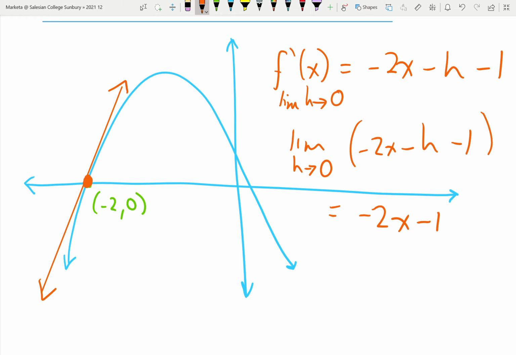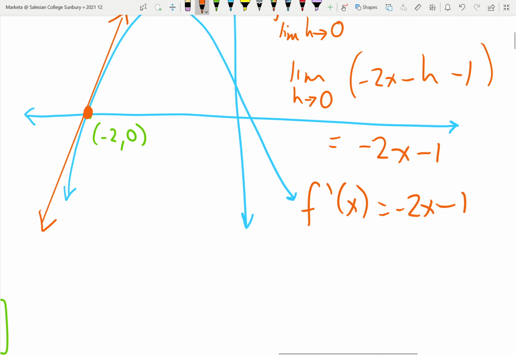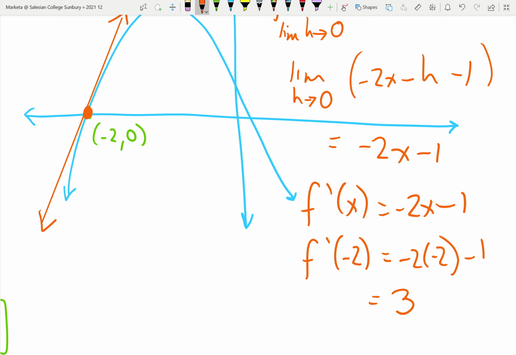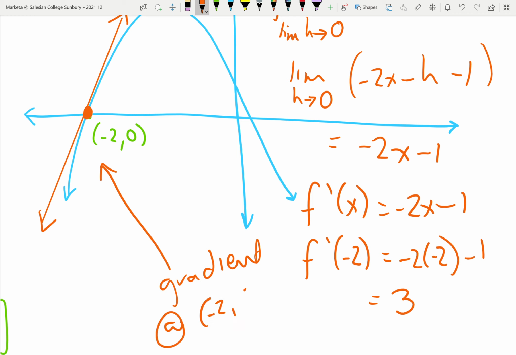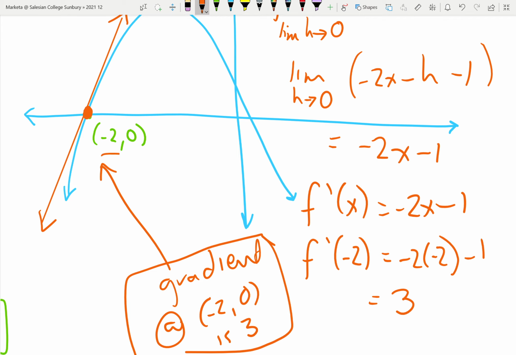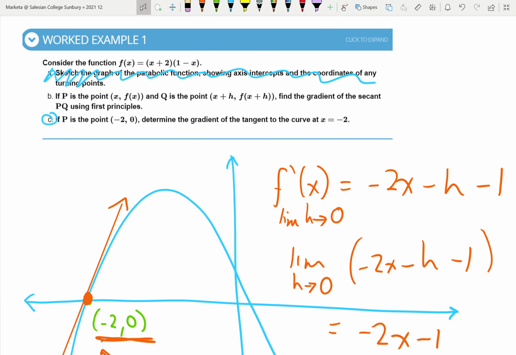And then our final thing is to say our gradient is going to be when we want x to be negative 2. So we're just subbing negative 2 into x. So negative 2 times negative 2 is 4, 4 minus 1 is 3. So the gradient at that point is 3. And notice 3 is very different from 0. So at this point with the y value of 0, we've got 3 pieces of information: the x value is negative 2, the y value is 0, and the gradient is 3. All right, so that completes example 1.